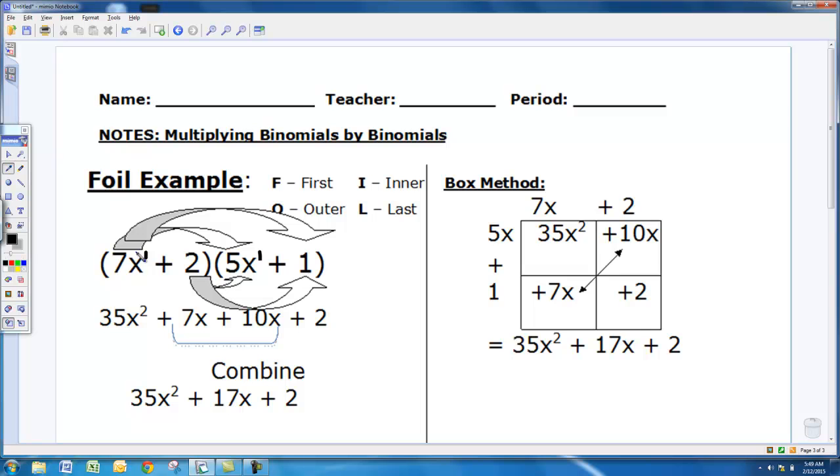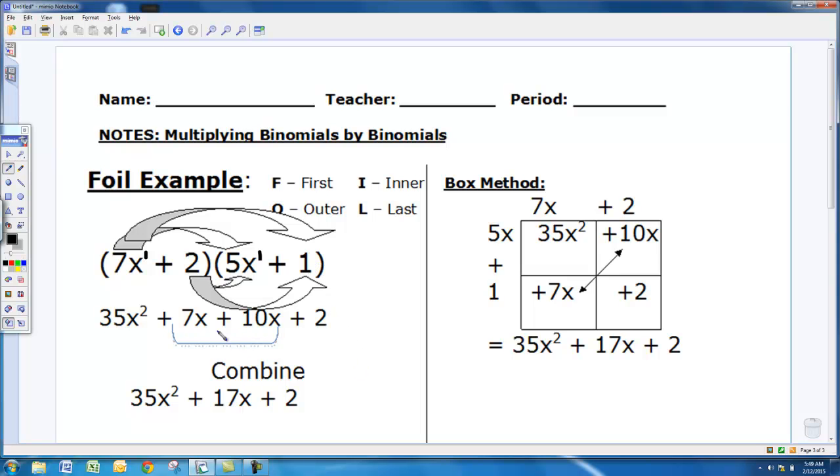Now we're going to multiply the outer terms. So that would be the 7x and the 1. 7x times 1 just gives us 7x. Now we're going to multiply the inner terms. That would be 2 and 5x. So 2 times 5x gives us 10x. Now we're going to multiply the last terms. 2 times 1 gives us 2.